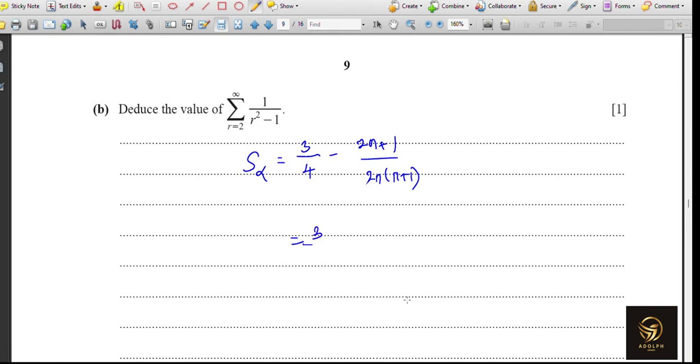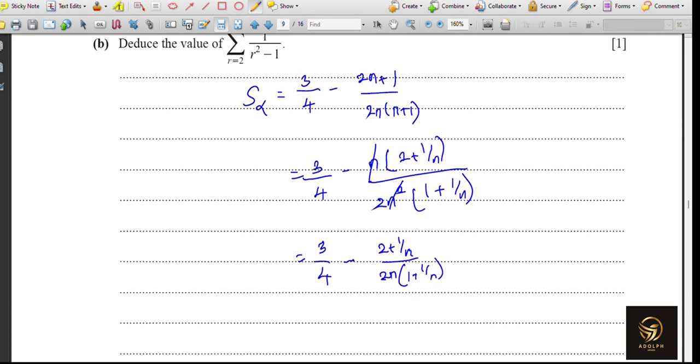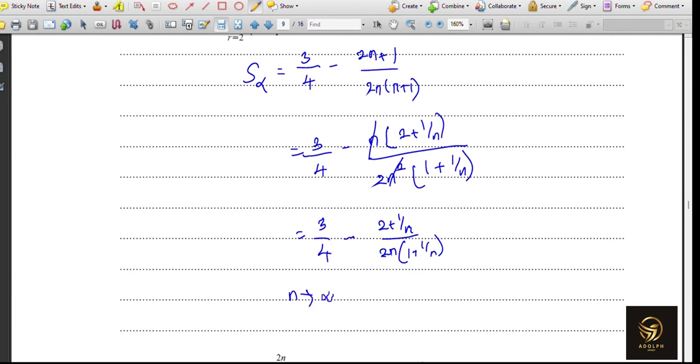So for the second term, I can take that n as common, so that I will be getting 2 plus 1 by n, and divided by 2n square, I can take it, so that it's going to be 1 plus 1 by n. Now I can cancel this n and this n square, and then the remaining terms are 3 by 4 minus 2 plus 1 by n divided by 2n into 1 plus 1 by n. You know that if n tends to infinity, then this whole term will tend to 0, so the remaining thing is 3 by 4.